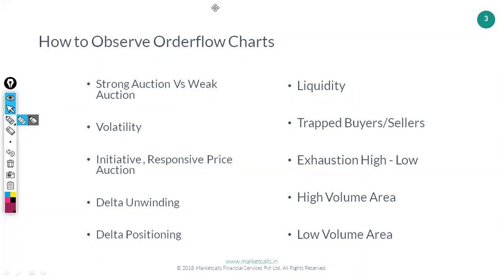No matter what, we'll mostly be looking for a strong auction. What kind of auction is prevailing? Whether a strong auction or a weak auction is prevailing. What kind of volatility is going on in the markets, right? So how do you understand which is a high volatile candle, which is a low volatile candle? And what kind of auction is going on? Is it an initiative auction or a responsive auction? Or what kind of positioning is happening? Whether any delta unwinding is happening or delta positioning is happening?